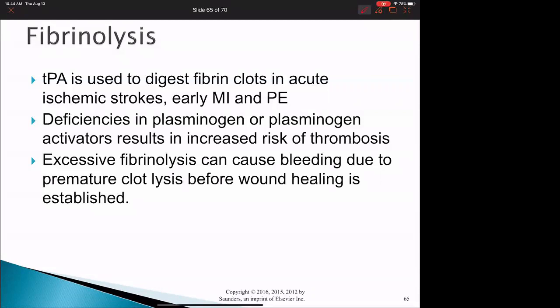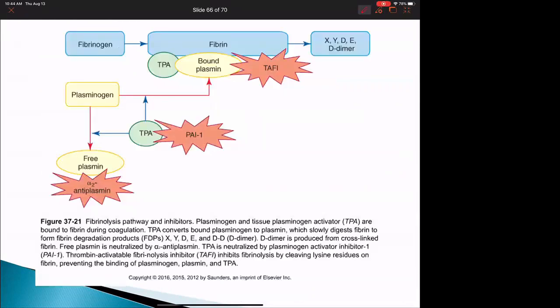So this can be issues that arise. Okay, so moving on, this is a diagram of the fibrinolysis pathway, and also of your inhibitors, right? So we have our activators, which are TPA, right? And we have your inhibitors, which come in right over here.